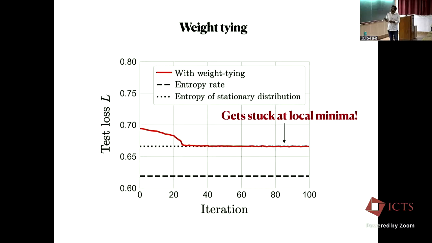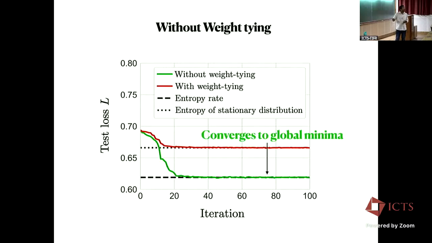So what you see here is the local loss curve, the line which corresponds to the entropy rate of the Markov chain. That's the global minimal loss, and the local loss corresponds to the entropy of the stationary distribution that you saw. It turns out that if you train with weight tying, it often gets stuck at local minima, as you see in the red curve. And the moment you remove weight tying, almost always when you train the single layer transformer, it escapes this line and goes to the global minima loss. So this is what we empirically observe, which is in fact the motivation for our theoretical results.